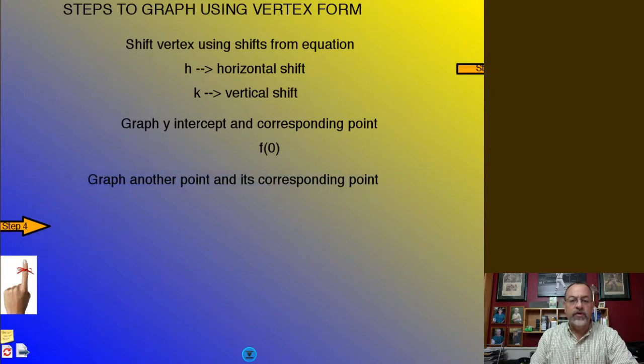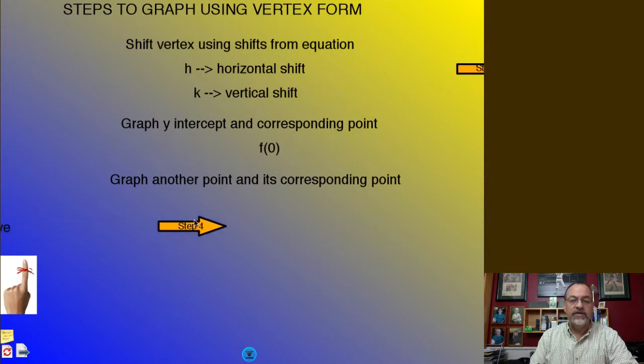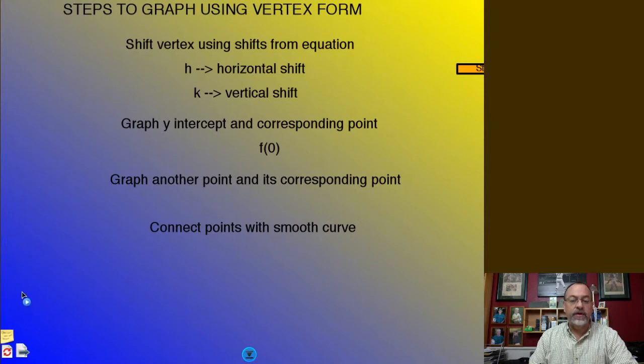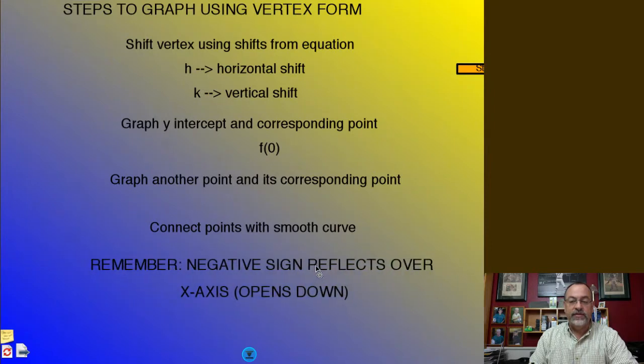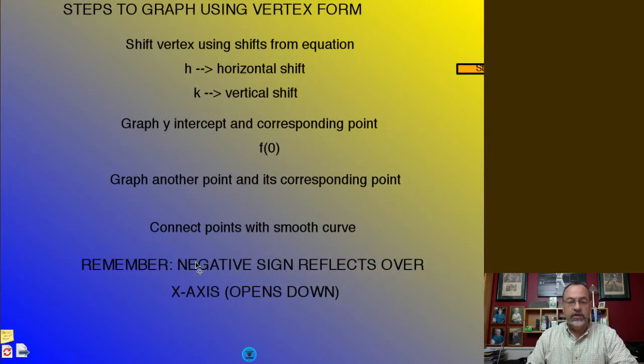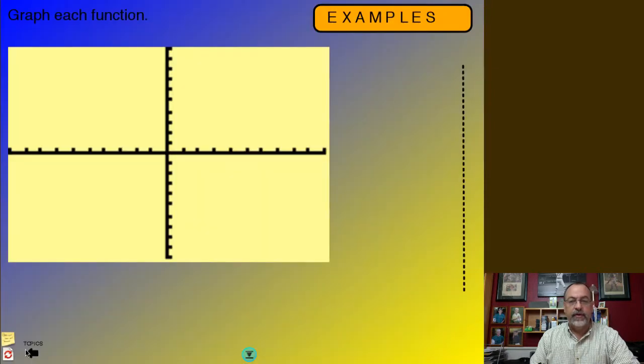We then only need one other point, so again we can select our own x value, substitute it into the expression to get the y value, and then graph its corresponding point, giving us nice 5 points that we can then use to connect with a smooth curve. The only thing we have to make sure we remember is that the negative sign in front is going to make it open downward. So let me do an example for you, and then I'll do another example video, and you can watch as many of those as you need in order to help you out.